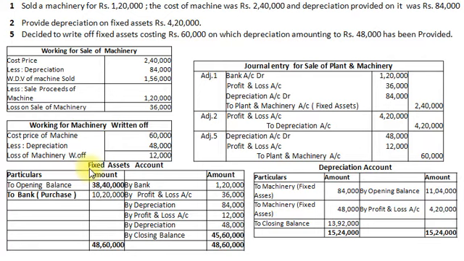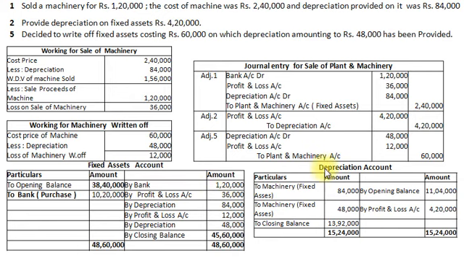Here we have prepared fixed assets account. Opening balance on debit side rupees 38,40,000. Closing balance on credit side rupees 45,60,000. Now let us make posting of adjustment number 1. Machine account credit side by bank rupees 1,20,000. By depreciation rupees 84,000. By profit and loss rupees 36,000.